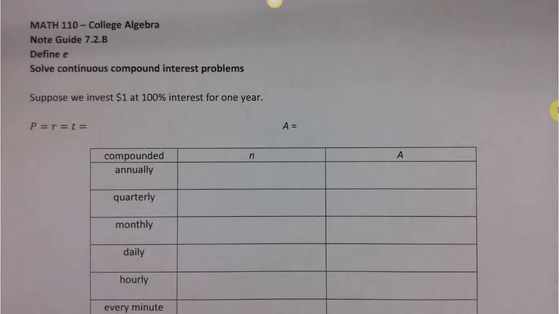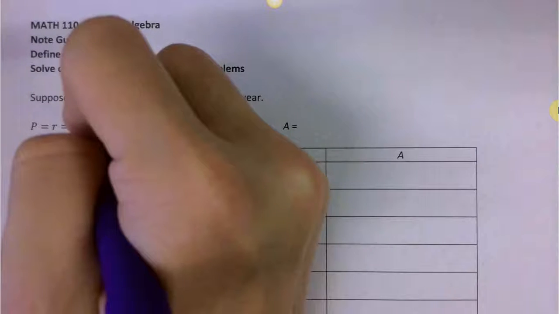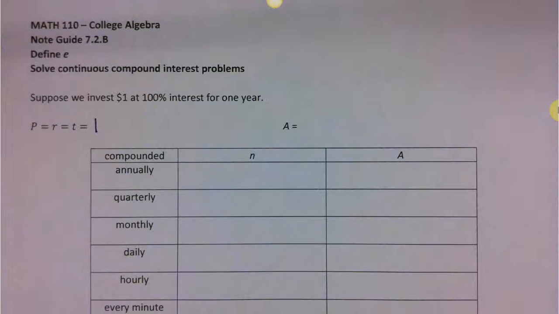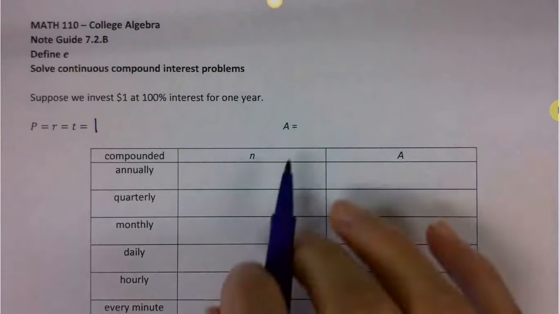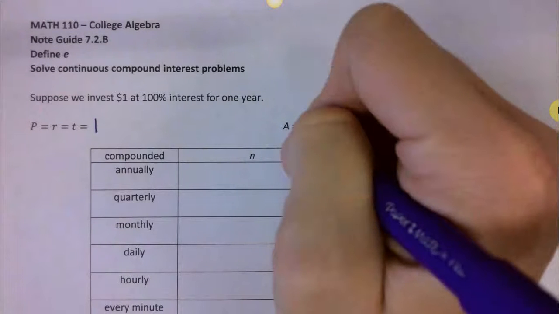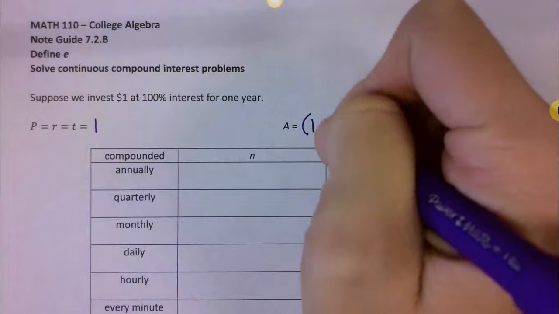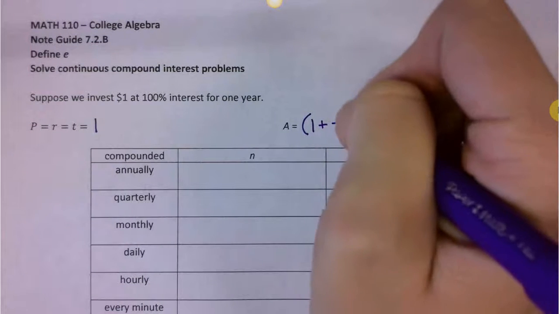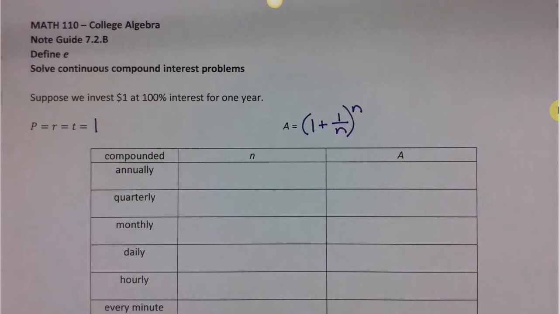Now let's suppose that we invest $1 at 100% interest for 1 year. So that means in our compound interest formula, P, R, and T are all going to equal 1. Which means our compound interest formula becomes A equals P, which is just 1, times 1 plus R, which is 1, over N, to the N times T, which is 1. So we're just left with 1 plus 1 over N, all raised to the Nth power.